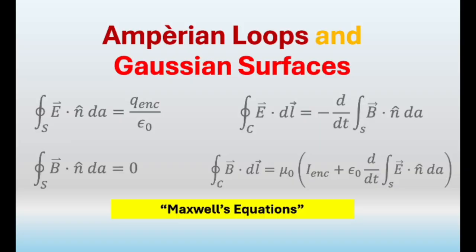Hi guys, I wanted to take a minute today to talk to you all about a couple important concepts that come up in electromagnetism, and that is the Gaussian surface and the Amperian loop. So here we have Maxwell's equations all together in their electromagnetic beauty, and it's in these equations that we can find the need for those Amperian loops and Gaussian surfaces.